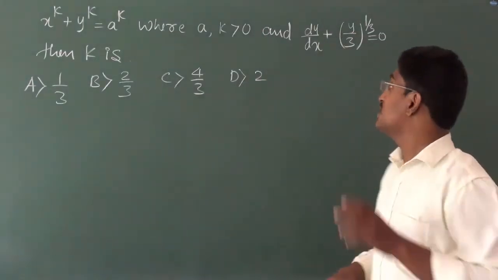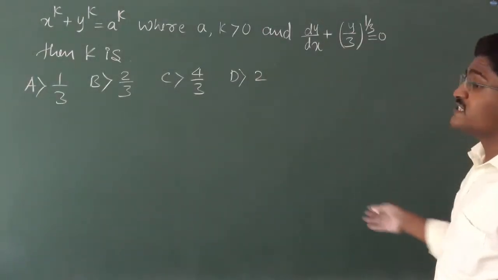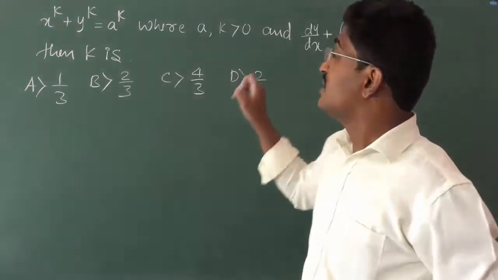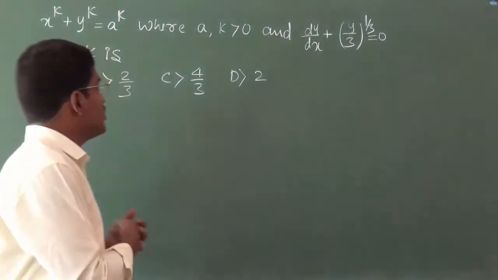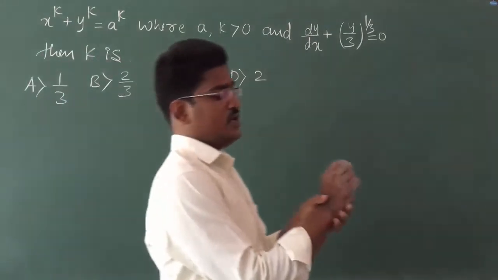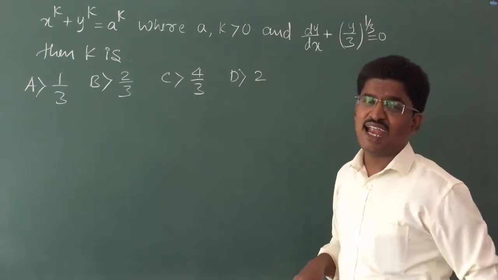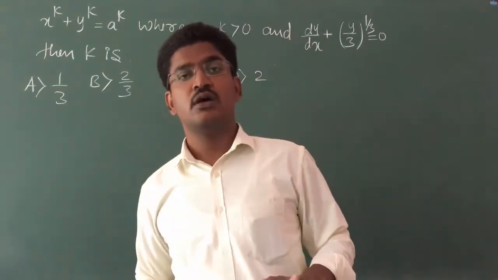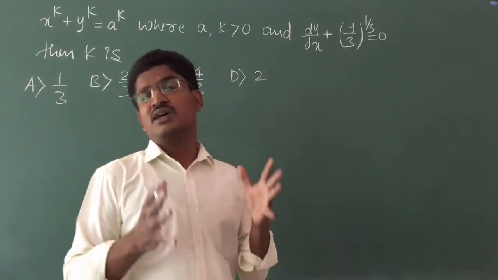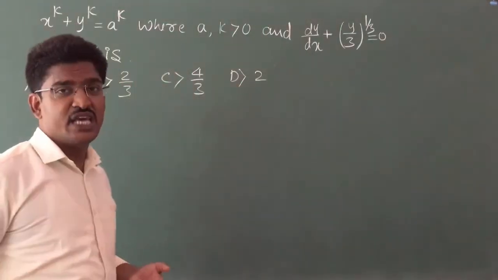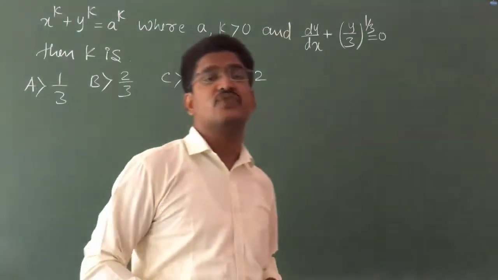where k is greater than 0, and dy by dx plus (y by 3) whole to the power of 1 by 3 is equal to 0, then k is what they are asking. Very beautiful question, students. So see, understanding the problem is very important. How you understand the problem, that decides how you make the grade. Answer solving is a further thing, but how to understand the problem, that is very important.